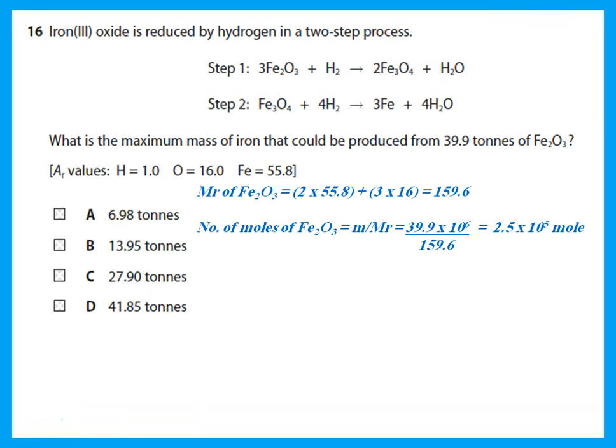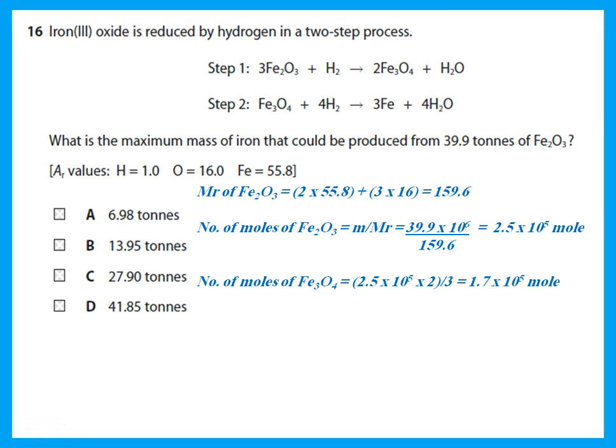And then I look at the equation and I relate the number of moles. You will find that from the first equation, the number of moles of Fe3O4 should be related to the number of moles of the Fe2O3. If it is 3, it gives 2. So if it is 2.5 times 10 to the 5, it will give how much? So that means you multiply by 2 over 3. That gives me the number of moles of Fe3O4.